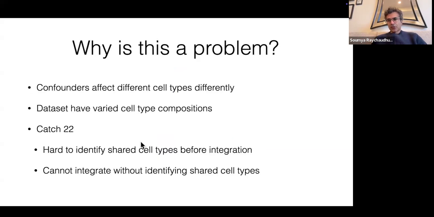So why is this a problem? We think that there are confounders. We think that there are technical confounders that affect different cells differently. We think that data sets have varied cell type compositions. And as we try to correct away batch effects for standard data, you might use some kind of linear regression and regress away all your problems. But here, I think the problem that we have is we think that the different cell states or cell types are affected by batch and technical issues differently. So T cells may be influenced differently than, say, B cells.